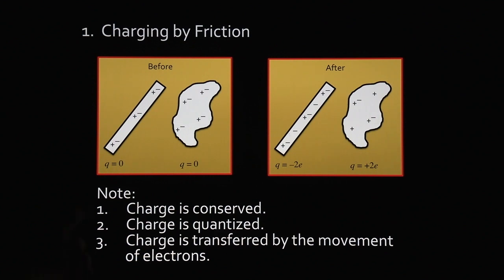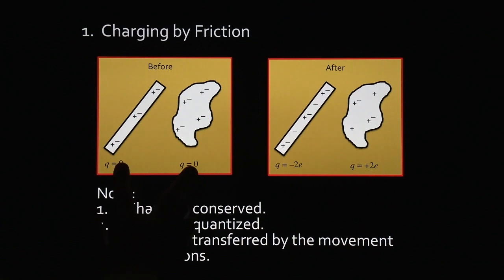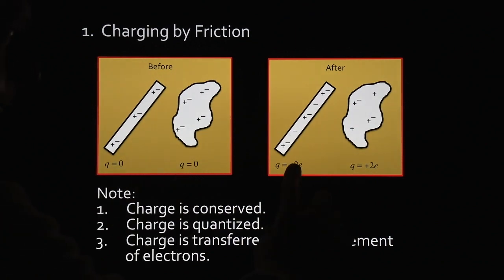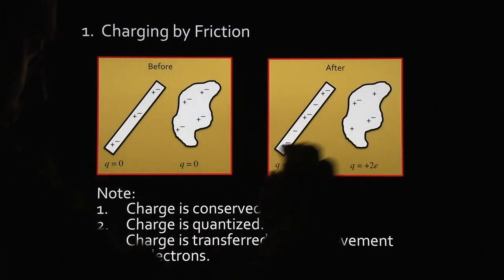Now here's a note. Charge is conserved. Notice I have 0 charge before, right? And when I add these together, I have 0 charge after. That's true in the universe. Charge is conserved through all charging processes. It's quantized. I already mentioned what that is. And charge is transferred by the movement of electrons. This became positive not by gaining protons, but by losing some electrons and ending up with more protons.